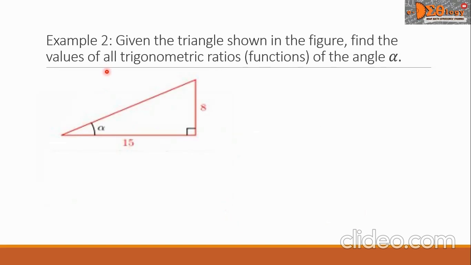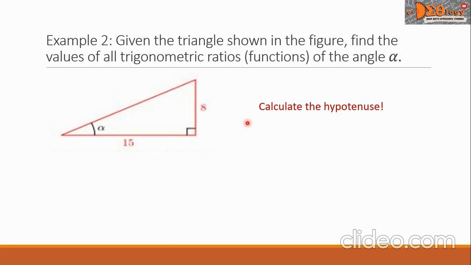Let us have example 2. Given the triangle shown in the figure, find the values of all trigonometric ratios or functions of the angle alpha. The angle alpha is here. We have the length of two sides, 15 and 8. The length of one side is missing. That side is the opposite of the right angle, and that is the hypotenuse. So first, we will calculate for the hypotenuse.